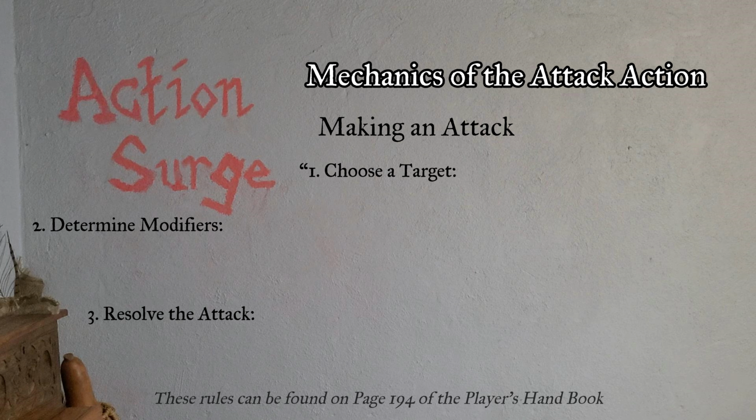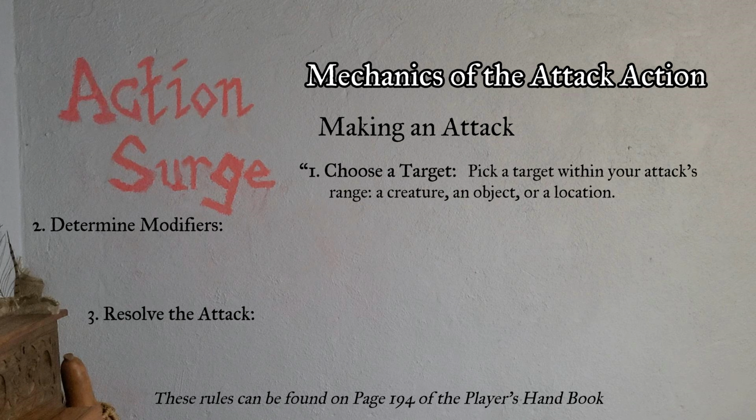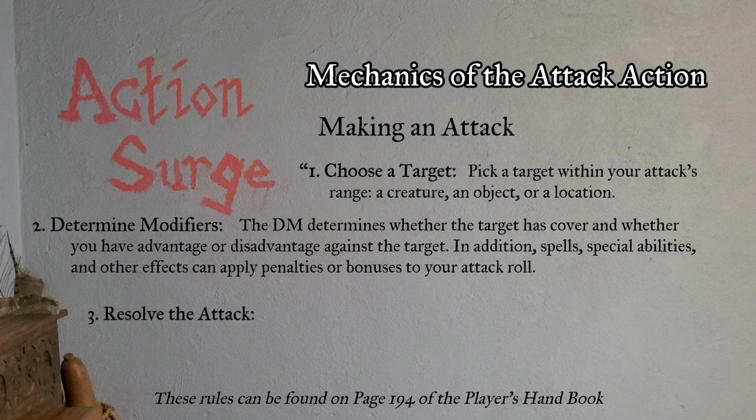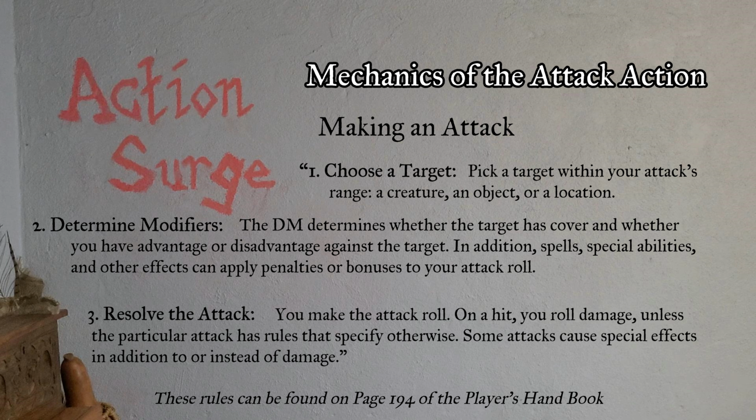When you choose a target, you pick a target within your attack's range, a creature, an object, or a location. The DM then determines whether the target has cover or whether you have advantage or disadvantage against the target. In addition, spells, special abilities, and other effects can apply penalties or bonuses to your attack roll. You make the attack roll. On a hit, you roll damage unless the particular attack has rules that specify otherwise. Some attacks cause special effects in addition to or instead of damage.